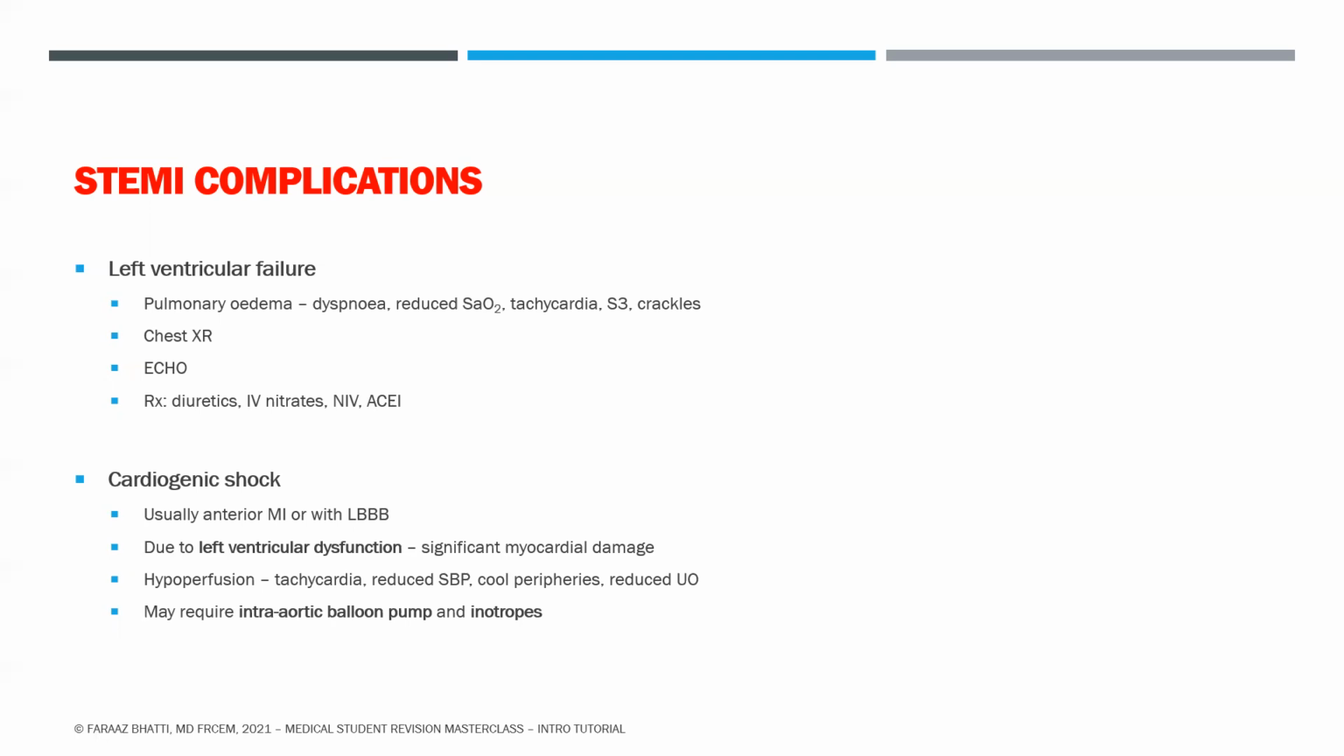Cardiogenic shock is usually from an extensive anterior MI or with left bundle branch block, and is due to left ventricular dysfunction where a large proportion of the cardiac muscle has infarcted. It causes hypoperfusion, so the blood pressure will be low. The patient will be tachycardic with a prolonged cap refill time and reduced urinary output. These patients may require intra-aortic balloon pump insertion and inotropes, and will require cardiac intensive care.